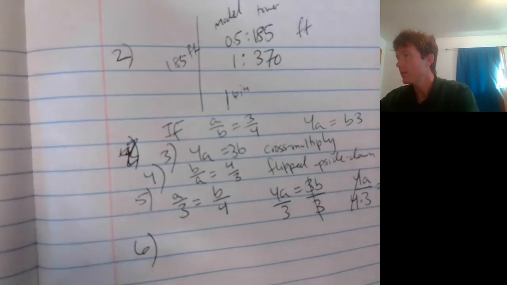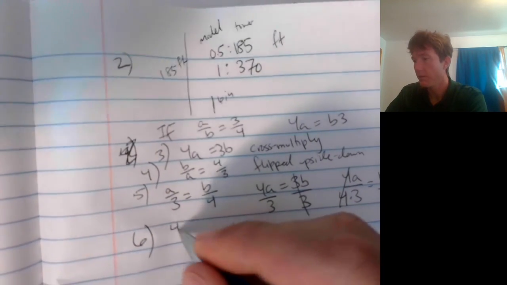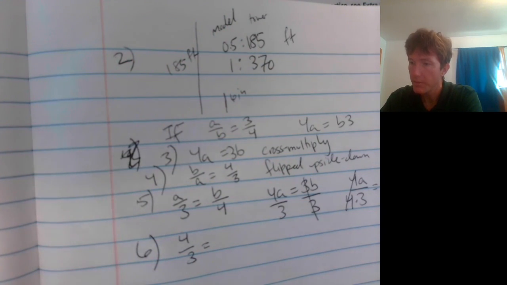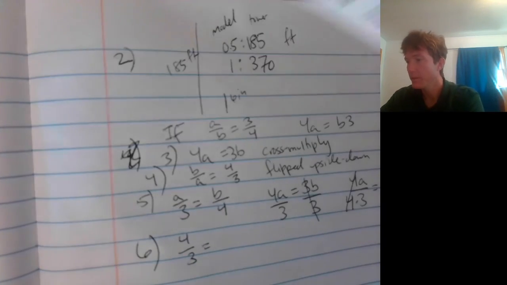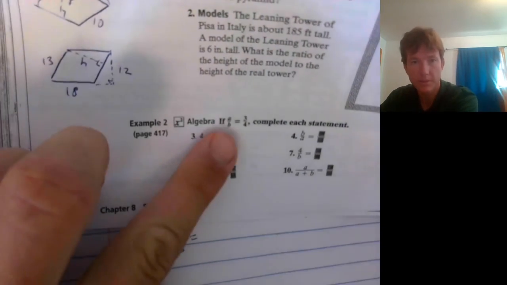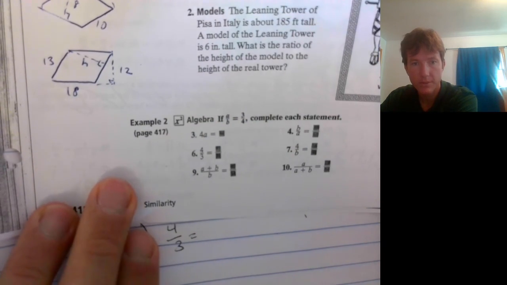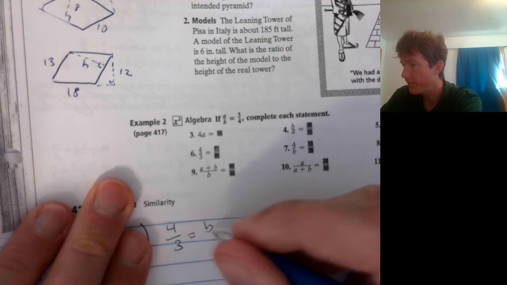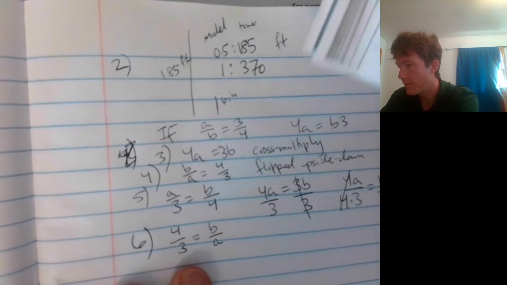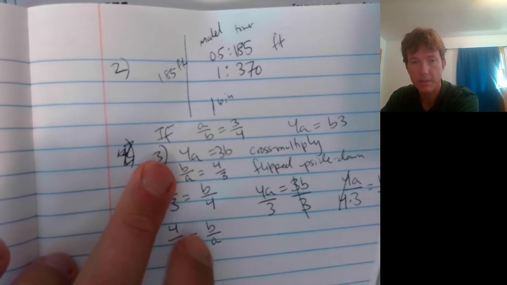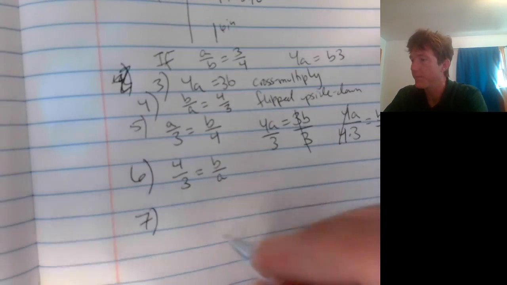Next one, number 6, I have 4 over 3 is equal to blank over blank. 4 over 3, so here's the original again. 4 over 3 looks like this, flipped upside down. So 4 over 3 is going to be equal to b over a, which is the same statement as this one up here. It's just written with the left side on the right and the right side on the left. So it's still a true statement. It doesn't matter which side you put it on the equal sign.